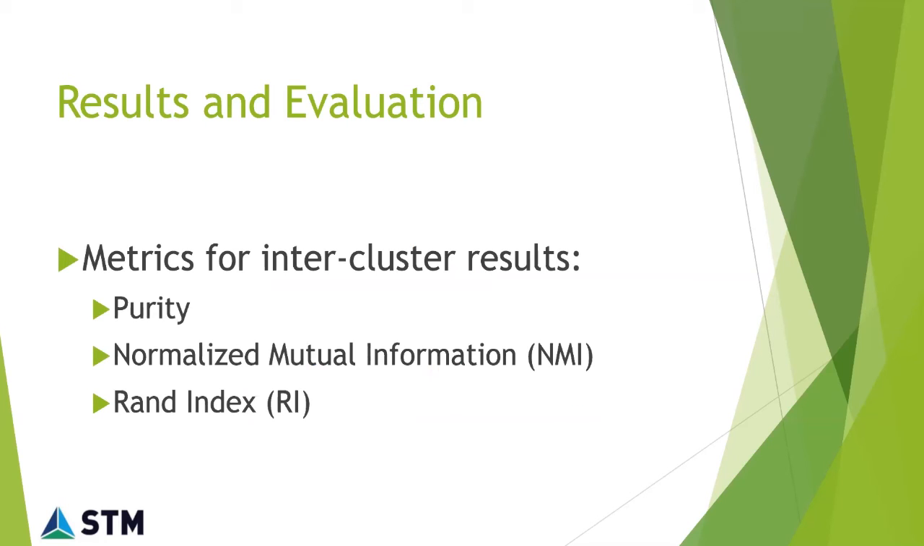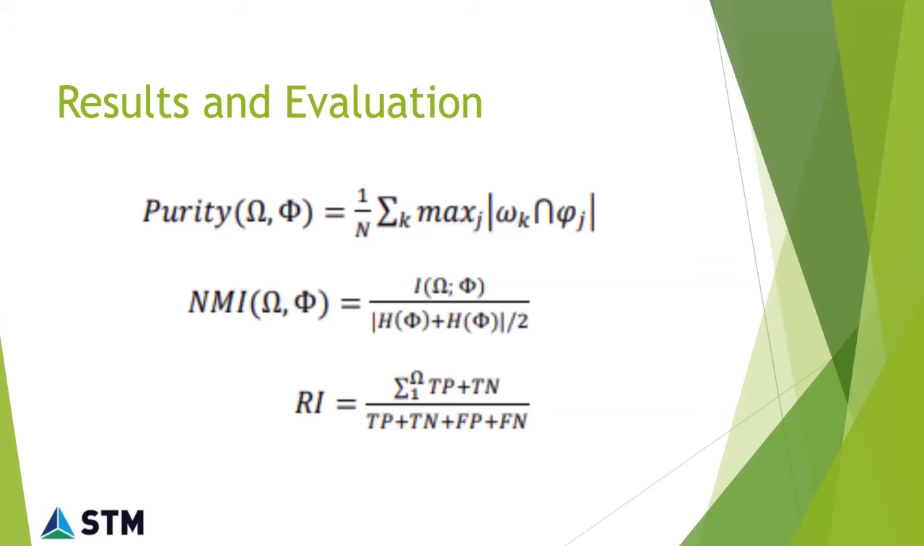For the inter-cluster results, we have purity, normalized mutual information, NMI, and the RAND index. Purity is a more straightforward measure, similar to accuracy, and it provides a general quality of clustering. But for clusters with single items, purity tends to produce misleading results, so we also use the normalized mutual information. It normalizes the value, so it provides a better evaluation of the quality of clustering. And finally, the RAND index is a measure of similarity between clusters. It is calculated by adding the pairs of true positive and true negative values in every cluster and dividing this value by the total number of images.